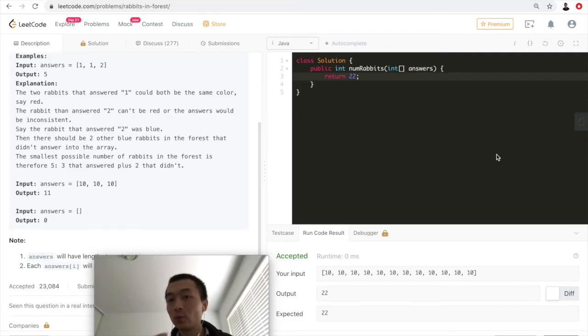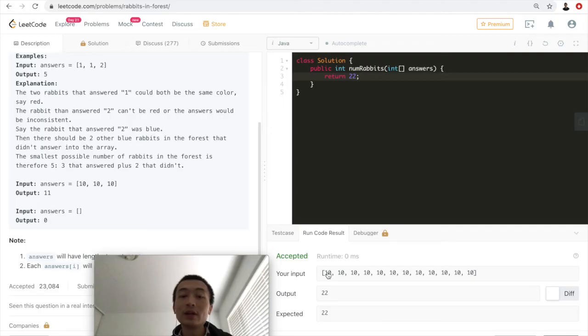And whenever we encounter a new type of the rabbit, we just increment the minimum number of rabbits variable by the type of the rabbit plus 1. Why plus 1? Because that means itself needs to be incremented by 1, right? So it's just like 10 needs to be 11. We'll increment it by itself because it has 10 other peers in the forest.